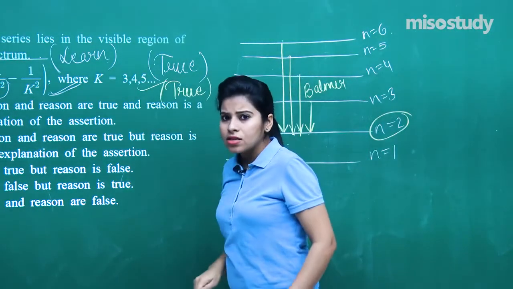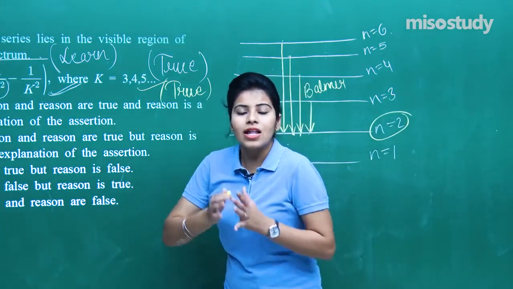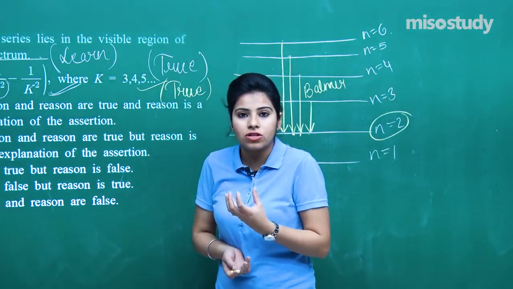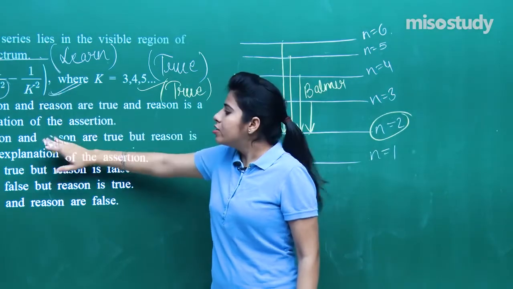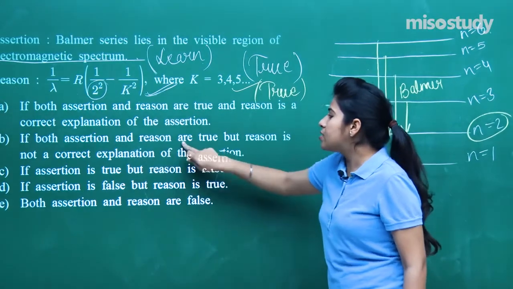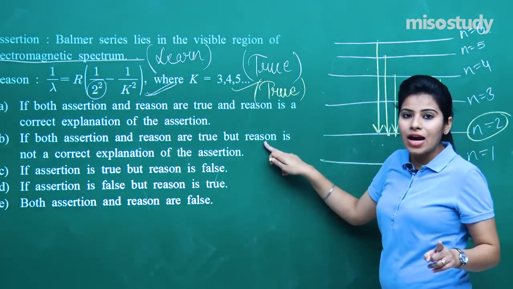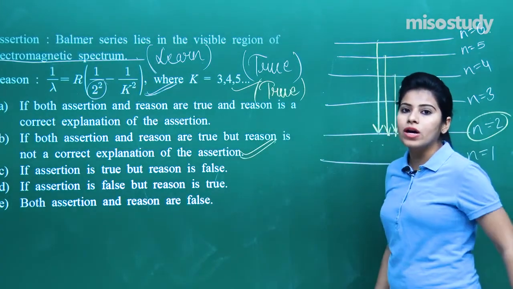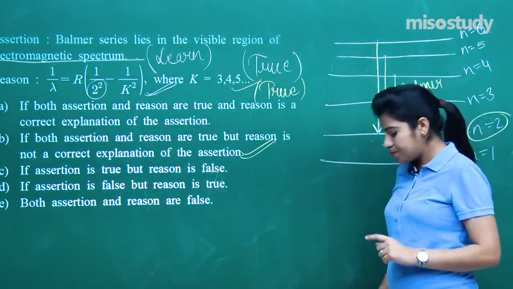But yes, this is not the correct explanation of the assertion. It lies in the visible region because its wavelength lies in the visible region. This is not the correct explanation. So what can we choose here? We can say that both assertion and reason are true, but the reason is not a correct explanation for the assertion. So this is your correct answer. You have to attempt such questions in this manner.